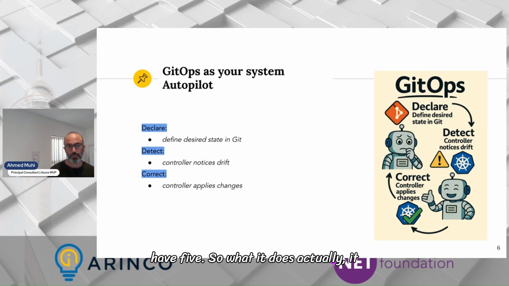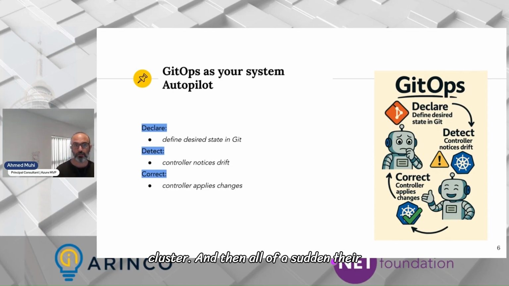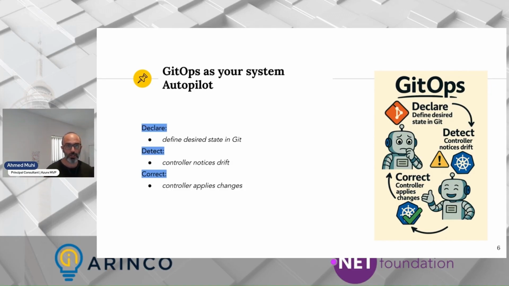So what it does, actually, it will delete 2 of your replicas. So that is a drift, or a correct. And also, for example, say that someone made a mistake. Someone is pushing code and they do not realize they're not actually pushing to the right Kubernetes cluster, and then all of a sudden their configuration has actually deleted a namespace, like a complete environment.